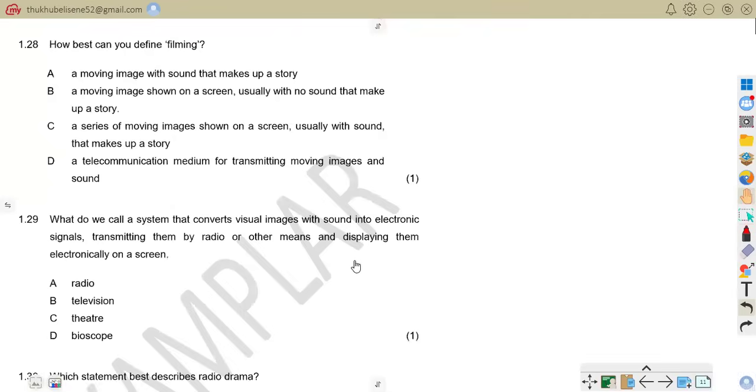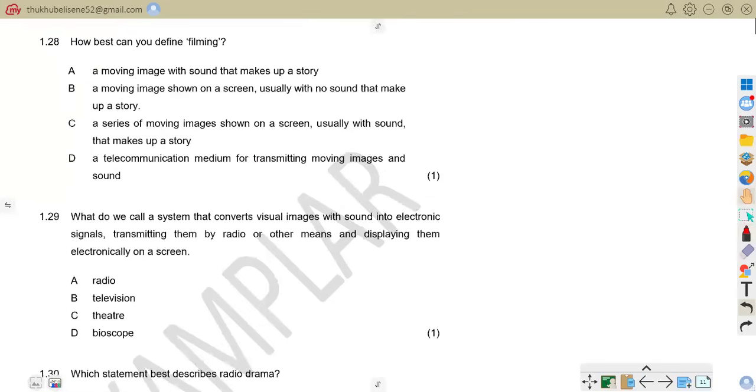So now we come to 1.28. How best can you define film? The correct answer there is C. That is a series of moving images shown on a screen, usually with sound, that makes up a story. That is that. 1.29, what do we call a system that converts visual images with sound into electronic signals, transmitting them by radio or other means, displaying them electronically on the screen?